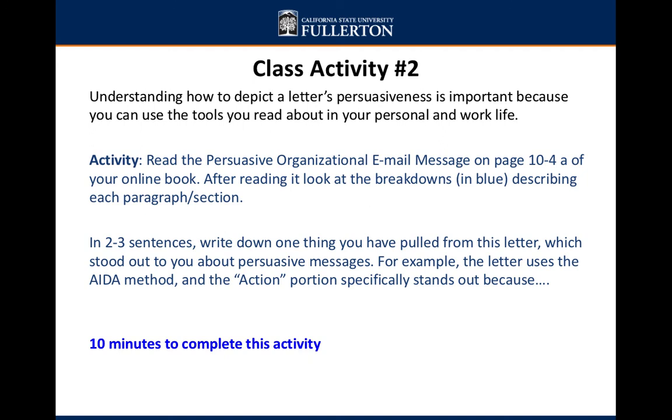In 2 to 3 sentences, write down one thing you have pulled from this letter which stood out to you about persuasive messages. For example, the letter uses the AIDA method and the action portion specifically stands out because of X, Y, and Z, whatever the reasoning may be.